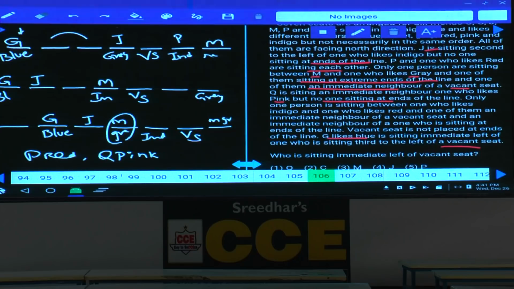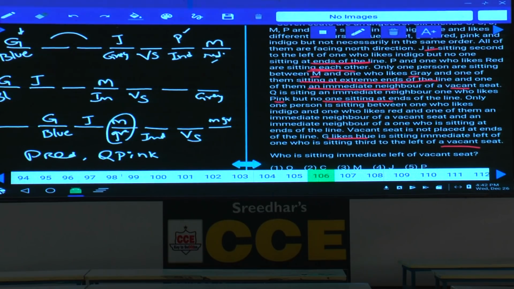Tell me, are P and the one who likes red adjacent to each other or not? P and red are there, isn't it? P and the one who likes red are sitting next to each other. Each other means adjacent to each other. Now if P is here, red will be here. Is there a possibility or not? Now between Q and pink, these two persons cannot be at the extreme end. For P and red, that is not given.